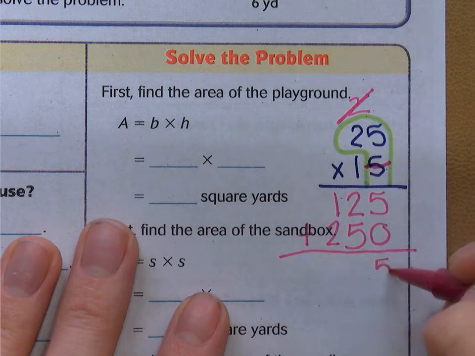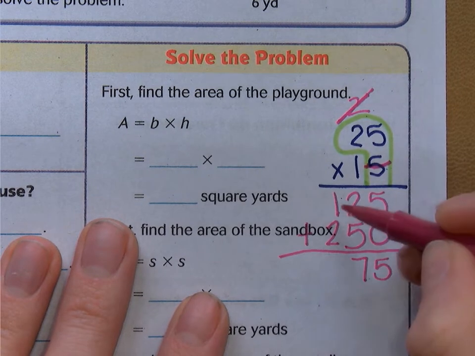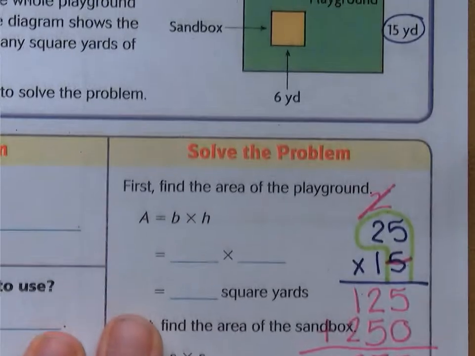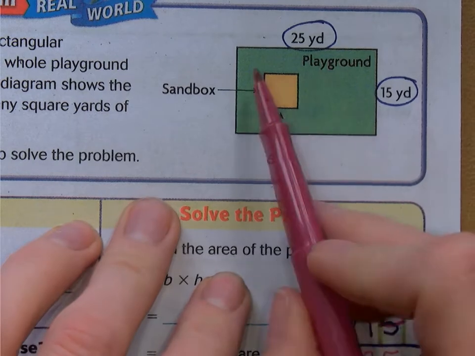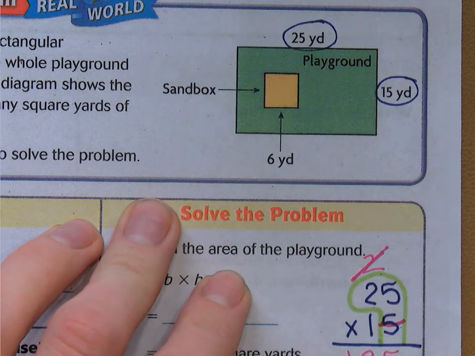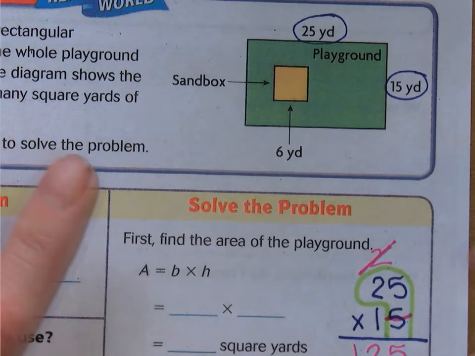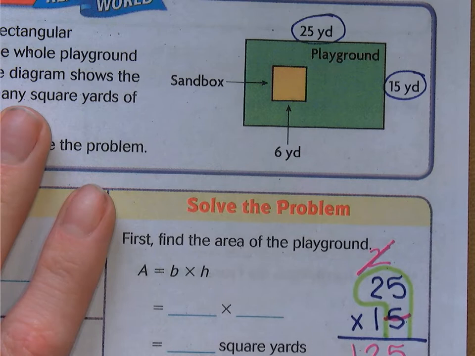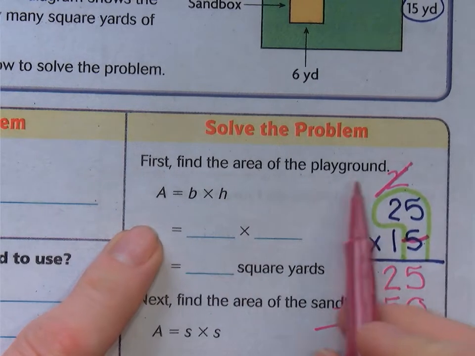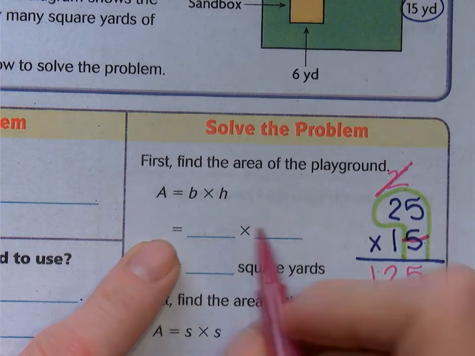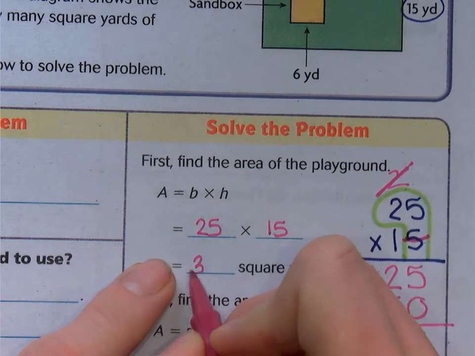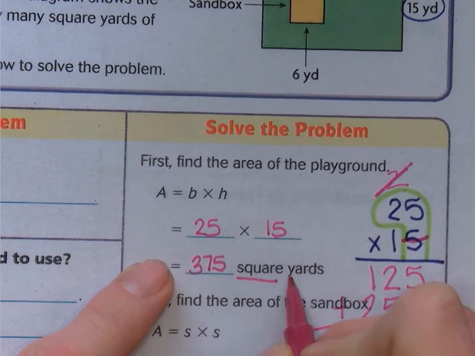5 plus 0 is 5. 2 plus 5 is 7. 1 plus 2 is 3. So the area of the green playground up here, if I covered the whole thing, including the sandbox, would be 375 square yards. That's the area of the whole thing. So right here, it tells me find the area of the playground, base times height. We just multiplied 25 times 15. We got 375 square yards.